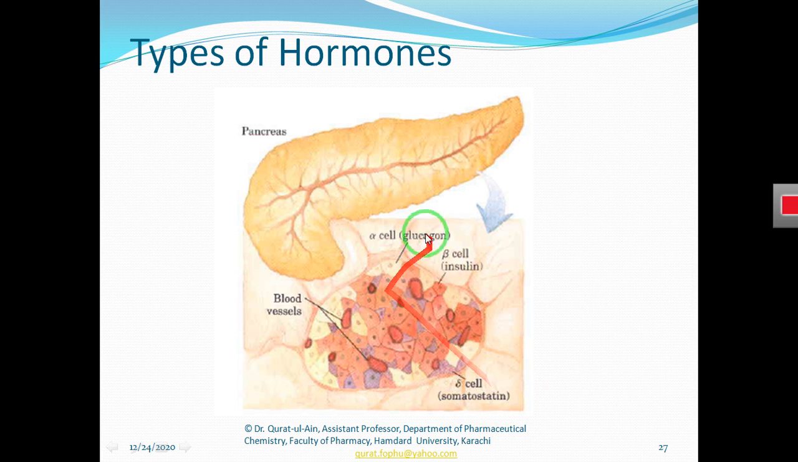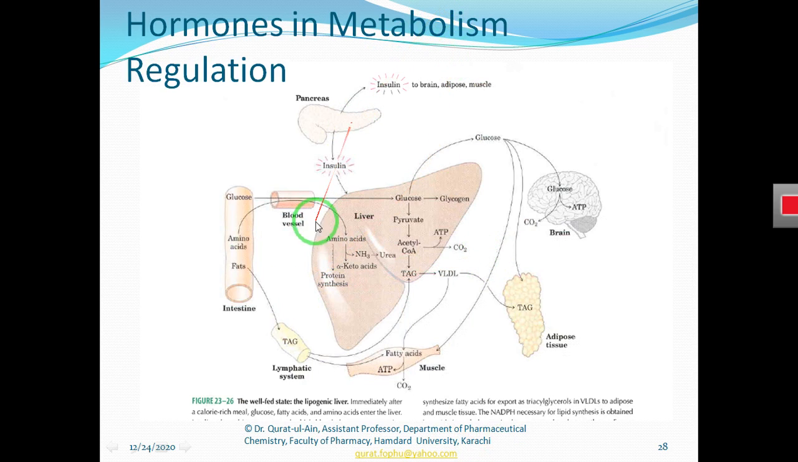Glucagon and somatostatin are released from the alpha cells of the pancreas. However, insulin is released from the beta cells of the pancreas. So what is this insulin doing in our body, and how is this insulin hormone involved in the regulation of the metabolic process in our body? This insulin, what does it do? When we have a high blood glucose level, this insulin allows the glucose to enter inside the cell.